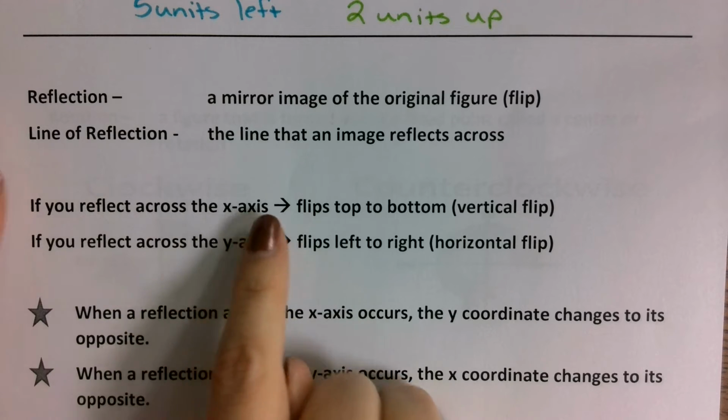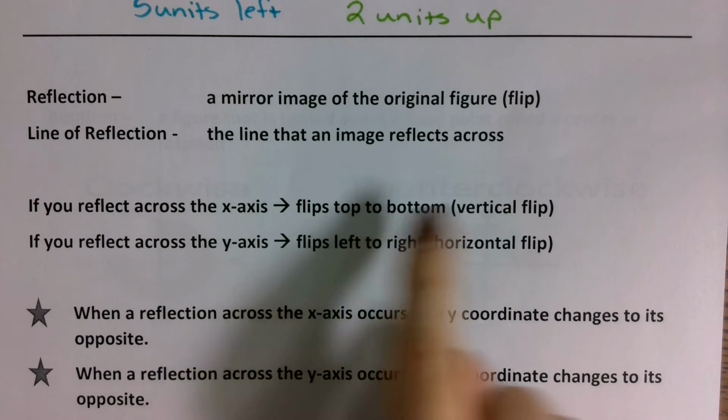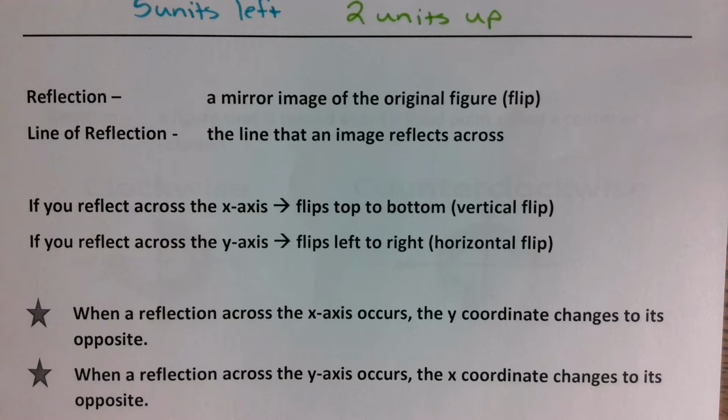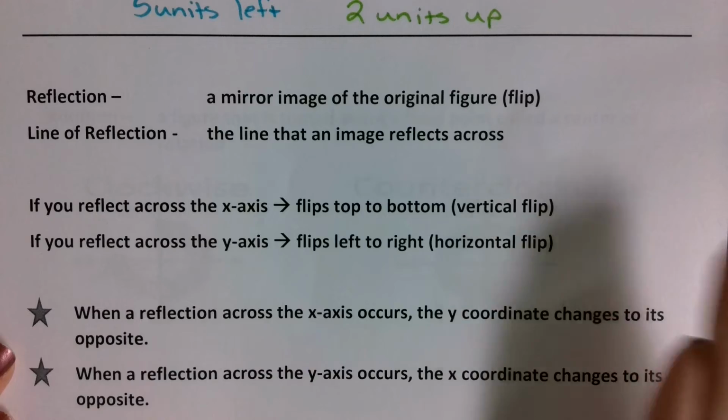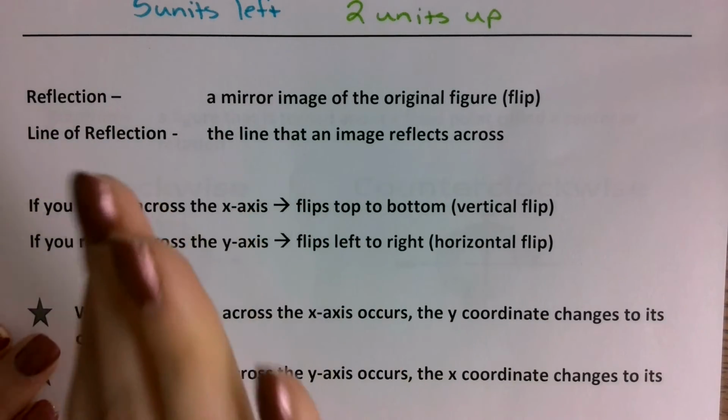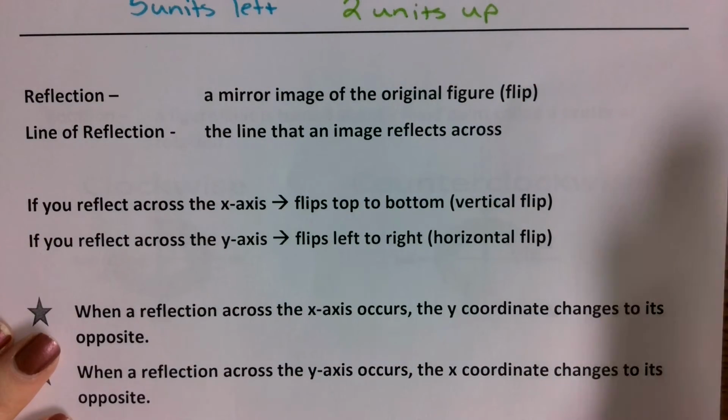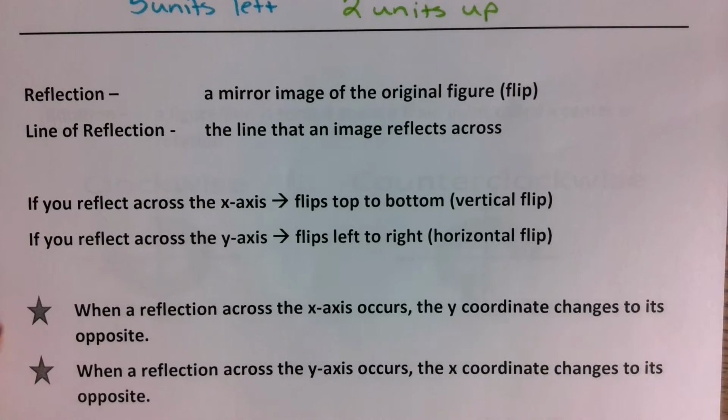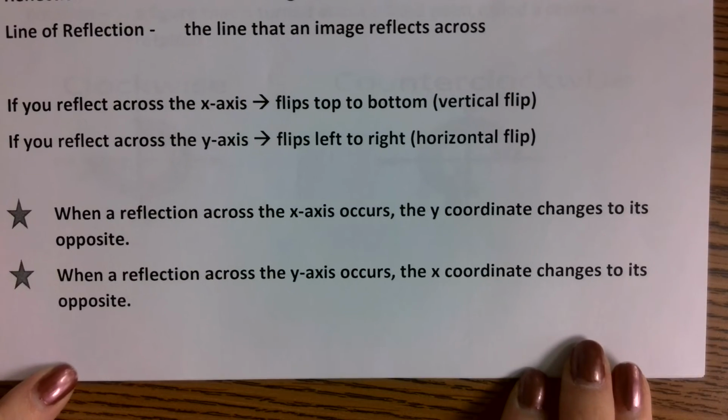So if we reflect across the x-axis, then that's going to just take whatever was on the top and flip it down to the bottom and vice versa. So it looks like a vertical flip. If we reflect across the y-axis, which is our up and down axis, that's going to do what's called a horizontal flip, because you're taking what was on the left side and flipping it across to the right side. Okay? Now, here's the important rules.